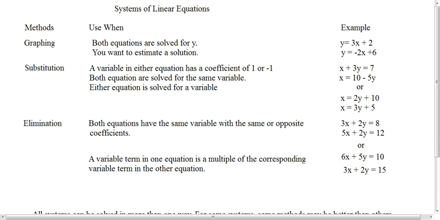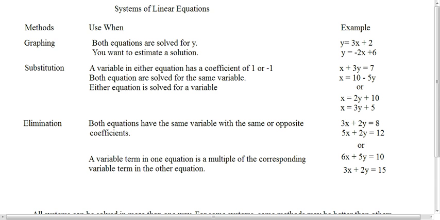So what we want to do here is take a look at a method, give a hypothetical definition of when you use it, and then give you an example. Now again, these systems can be solved several ways. The first method we talked about was graphing. When we graph, you want to use it when both equations are solved for y.